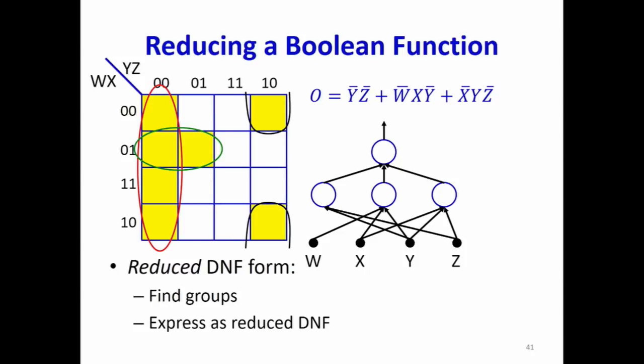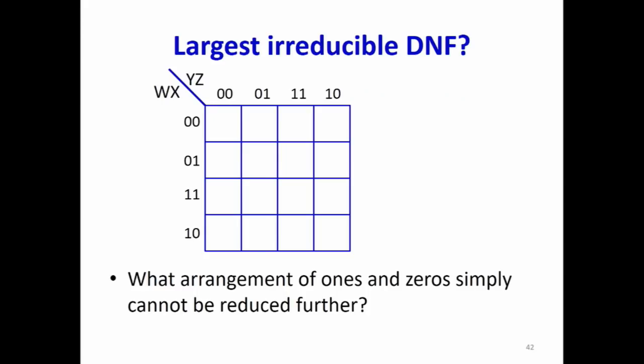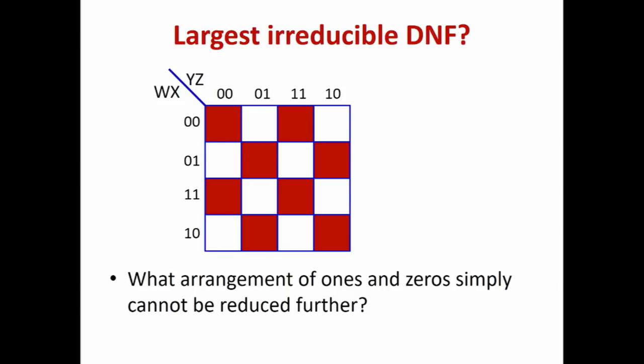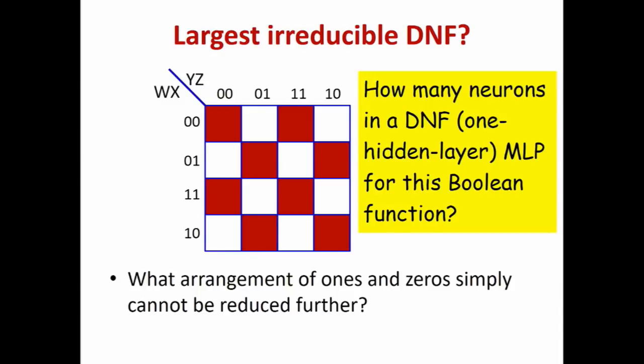Now tell me, let me go back to my original Karnaugh map. What is the worst case for this guy, what is the worst case for the number of units I would need in the hidden layer? 16? Because if it was 16, I just grouped them all up, right? I need a chessboard. If I have a chessboard, I cannot group anything at all. And if I cannot group anything at all, how many units? I'm going to need 8, right? So this guy is going to require 8 units in the one hidden layer.